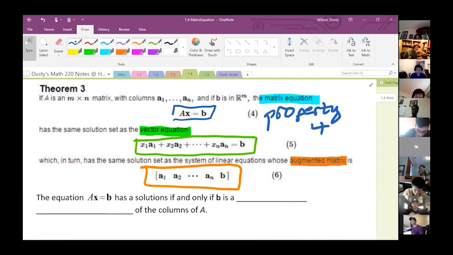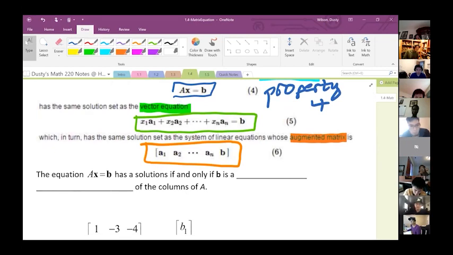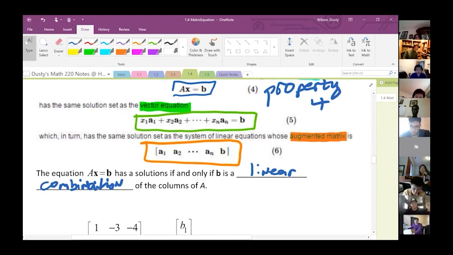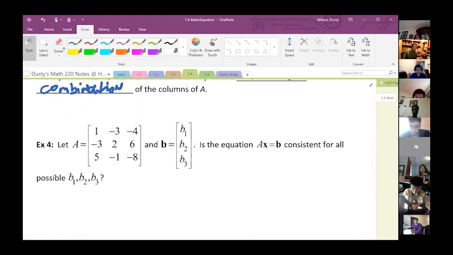And so we will say that the equation AX equals b has a solution if and only if b is a linear combination of the columns of A. There's multiple ways of saying things, but that's definitely one of them. All right, so let's look at an example.